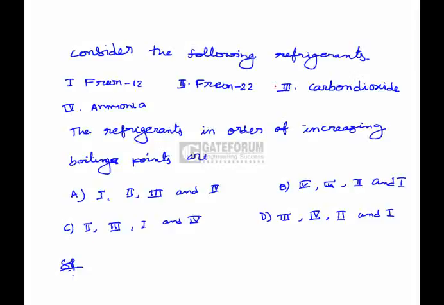Consider the following refrigerants: Freon 12, Freon 22, carbon dioxide and ammonia. The refrigerants in order of increasing boiling points are, here the options are 1, 2, 3, 4; 4, 3, 2, 1; 2, 3, 1, 4; 3, 4, 2, 1. Coming to the boiling points, carbon dioxide has the lowest boiling point temperature and Freon 12 has the highest. So in the options, D is the right answer.